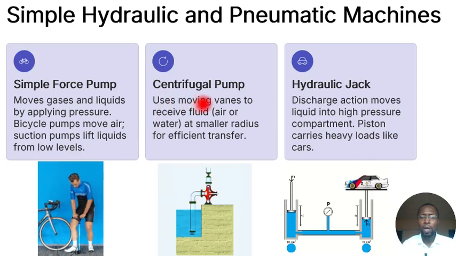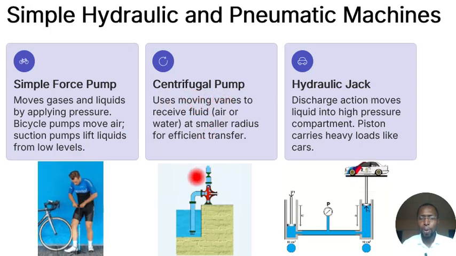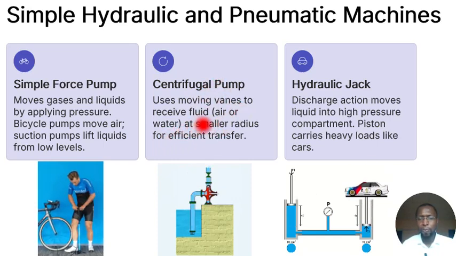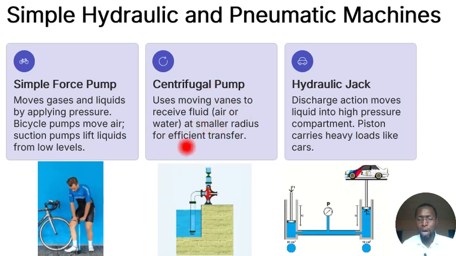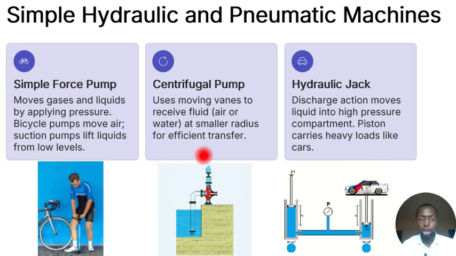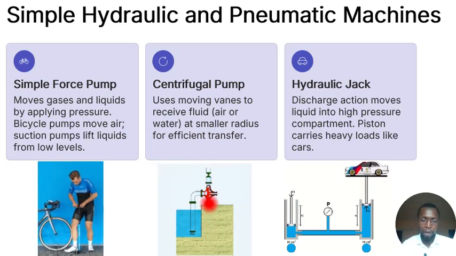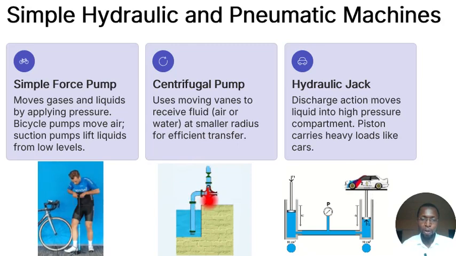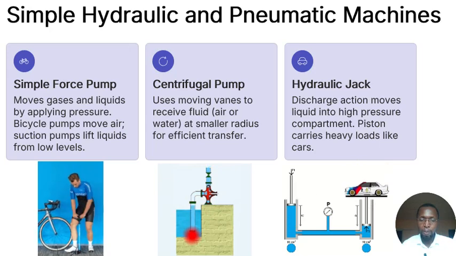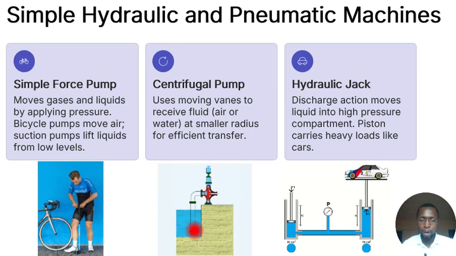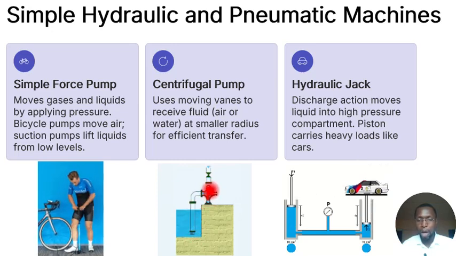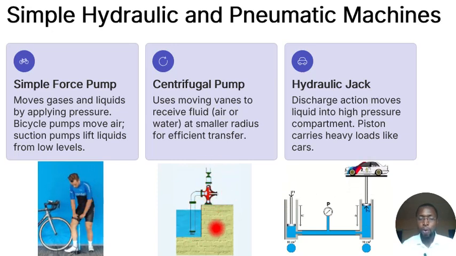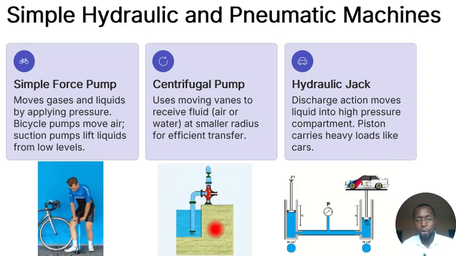Then we have another pump called the centrifugal pump. This centrifugal pump uses moving vanes to receive fluid, either air or water, at a smaller radius for efficient transfer. As you can see here, this is a typical example of a centrifugal pump. So here, the centrifugal force is imparted to the liquid, and the liquid is being moved from the reservoir out of it to the pump outside. Okay, the one we use as our pumping machines in our various homes.